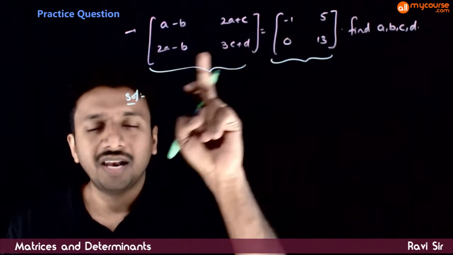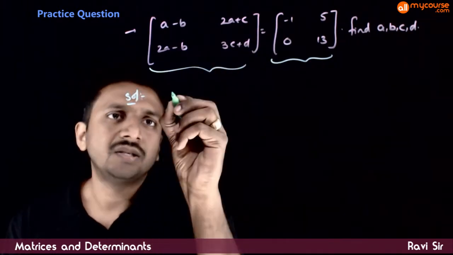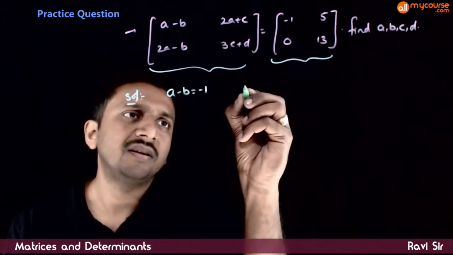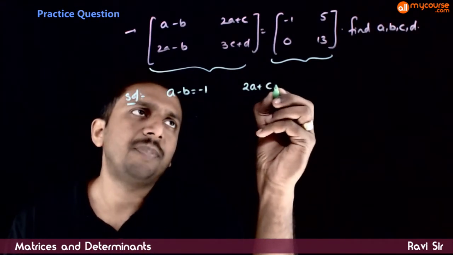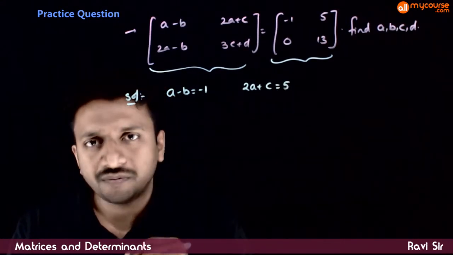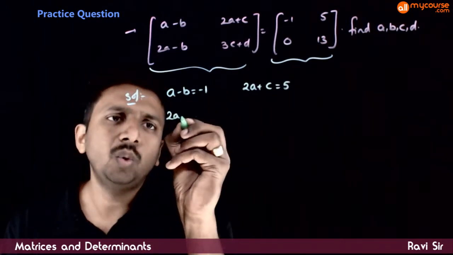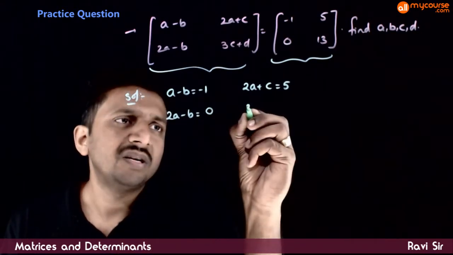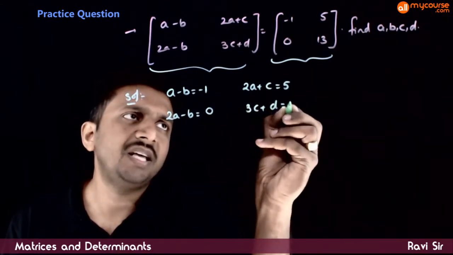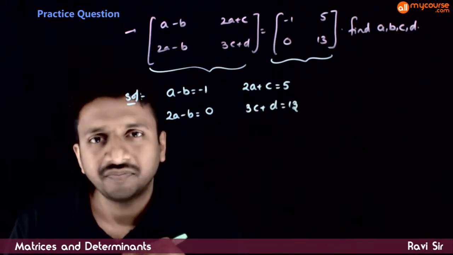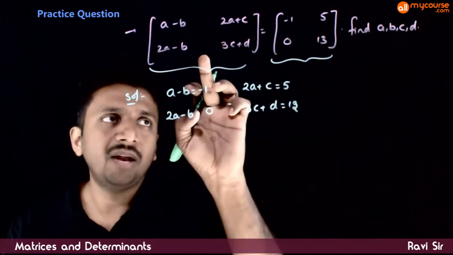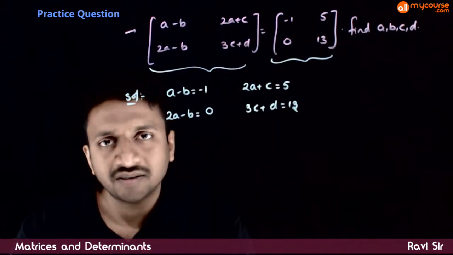All the corresponding elements have to be the same. So A minus B has to be equal to -1. 2A plus C has to be equal to 5. 2A minus B has to be equal to 0. 3C plus D has to be equal to 13. So all these 4 conditions have to be valid. Then only this matrix will be equal to this matrix.